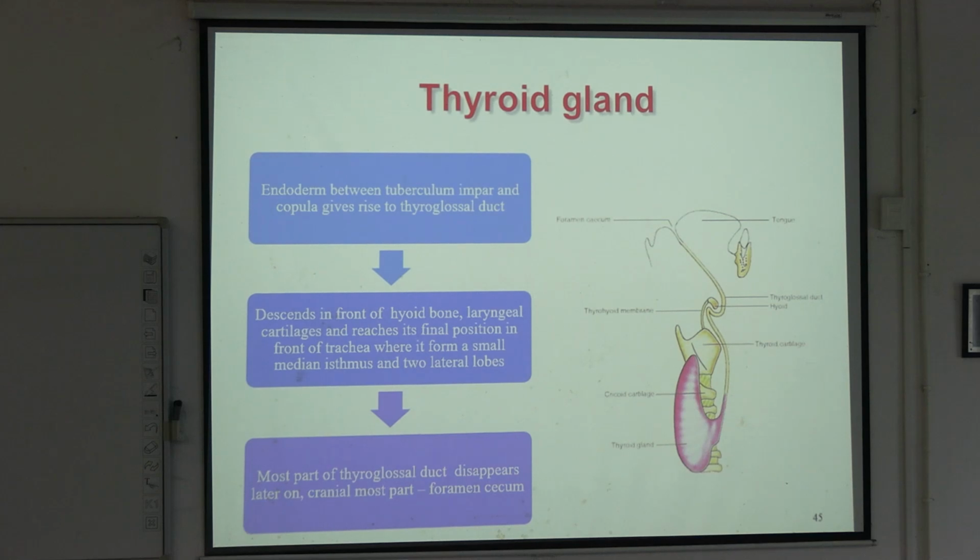Now coming to the thyroid gland, as it descends in front of the neck and settles in front of the trachea, it may be arrested at any point while it is migrating down.